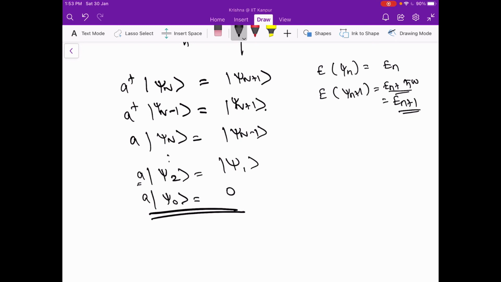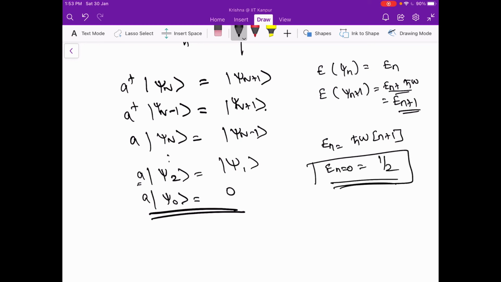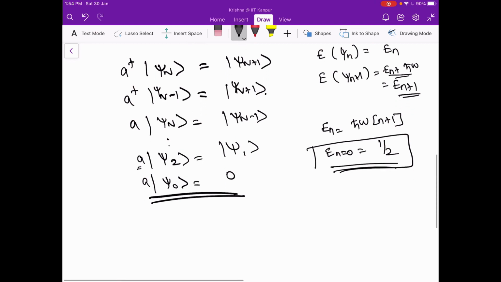if psi naught is the ground state energy, we know that the energies of harmonic potentials can be written as h cross omega times n plus half, and in the ground state where n equal to 0, the energy was half h cross omega. You cannot reduce it any further. This is the lowest energy of the system. So A acting on psi naught should give us 0. If this turned out to be true, then because we know the operator form of A, we were able to find the solutions.